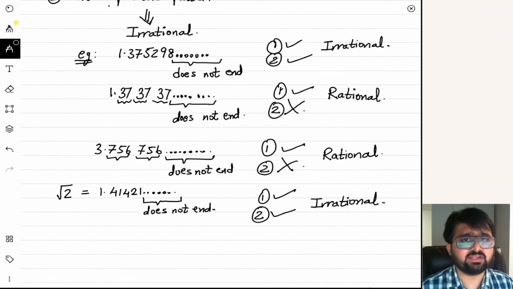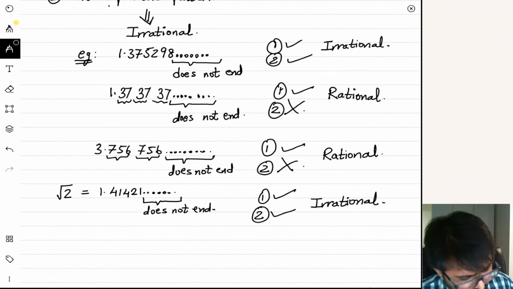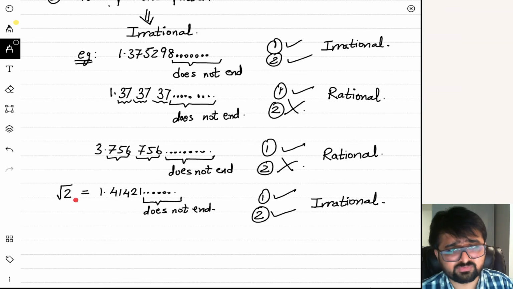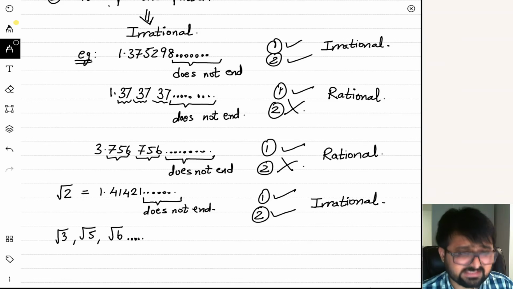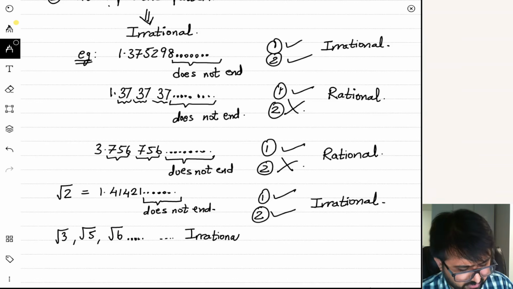So I would just like to highlight one important note here. Not only square root of 2, which we found out is irrational, really square root of any non-perfect square, like square root of 3, square root of 5, square root of 6, and so on. If you try to calculate those, you will see that both condition 1 and condition 2 will be satisfied, which makes all square roots of non-perfect squares irrational. Okay, it's an important note actually to remember.